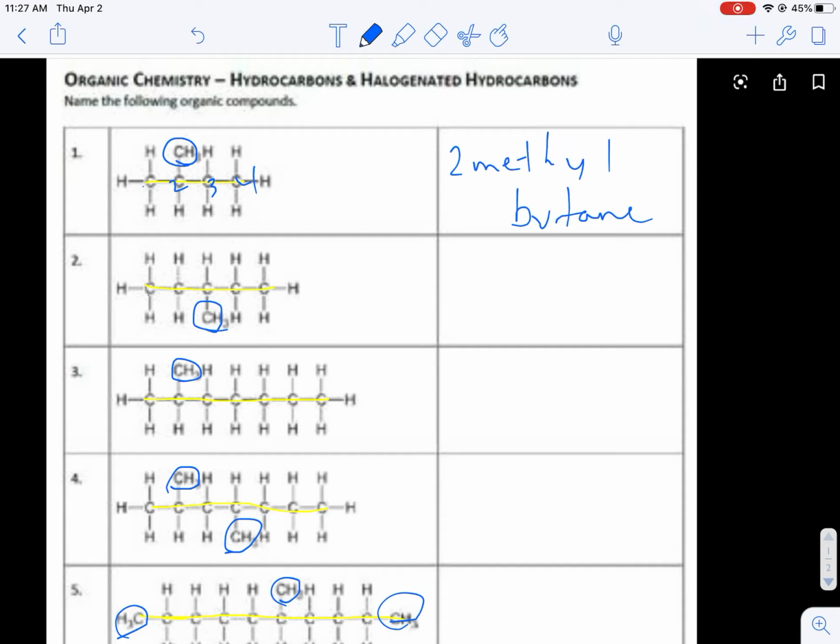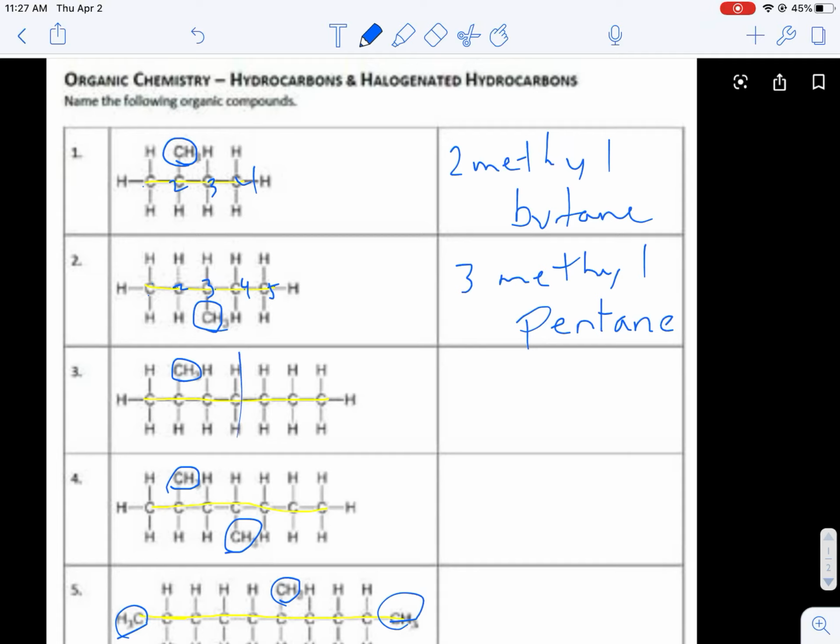In the next problem, I have a 1, 2, 3, 4, 5. Okay, so that's a pent. Single linkages between them makes it an ane. I have a 1-carbon branch off the 1, 2, 3, 4, 5. It doesn't matter which way you number this because it's smack dab in the middle. That's going to be a 3-methyl pentane.